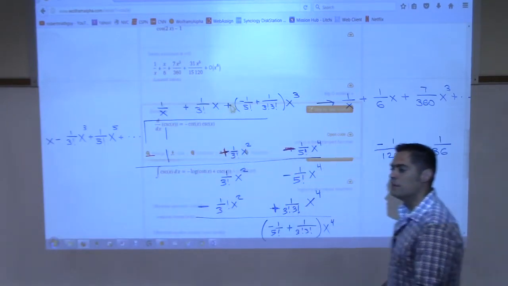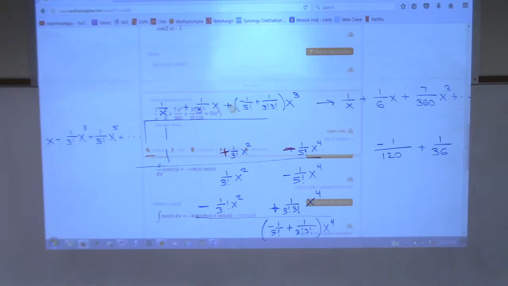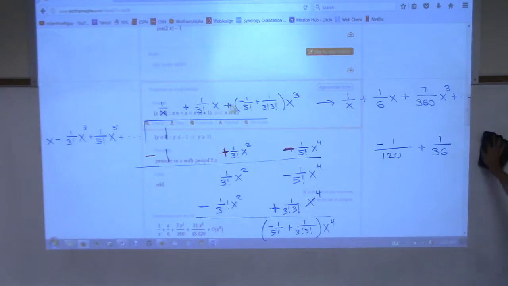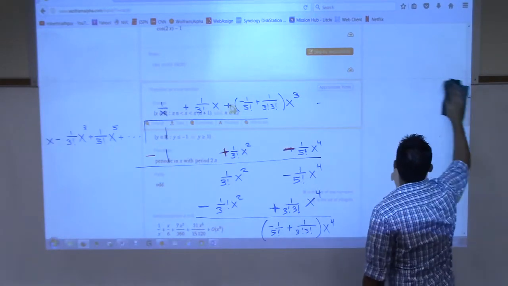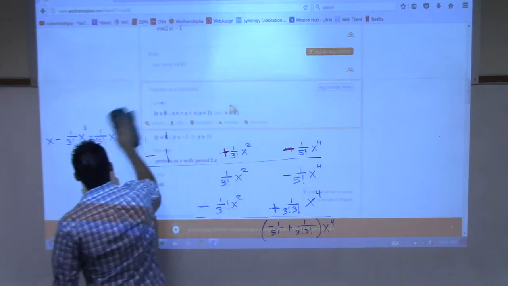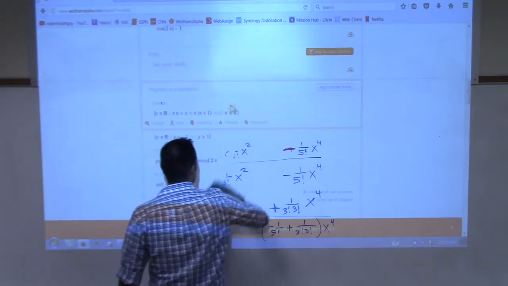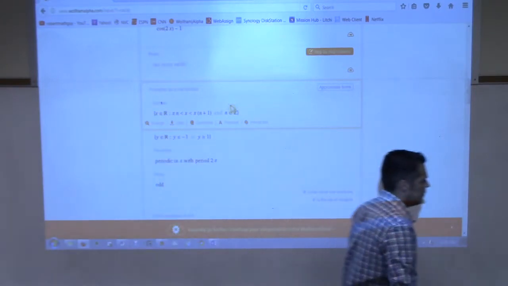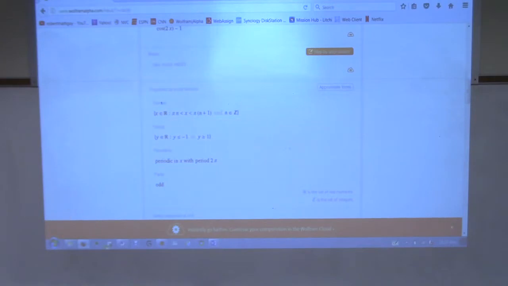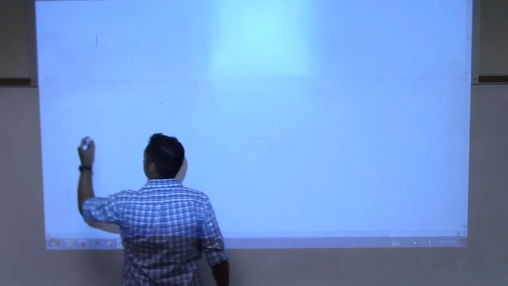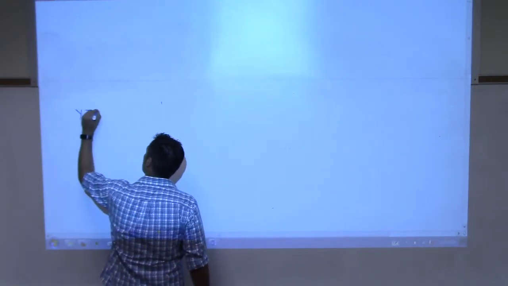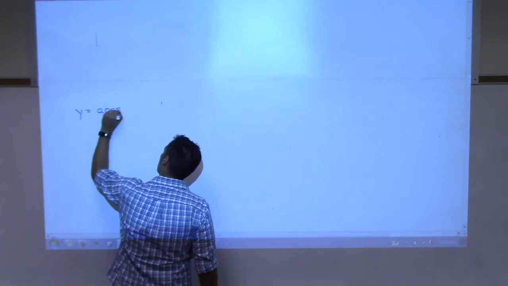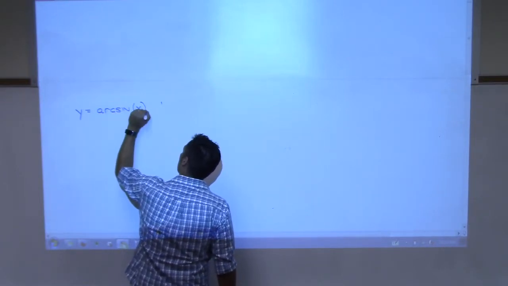What about for arc sine? Would it be different, like how much different would it be from the Maclaurin series? The question is, could we come up with the power series for arc sine? Let's see if we can. I'm going to write y equals arc sine of x.